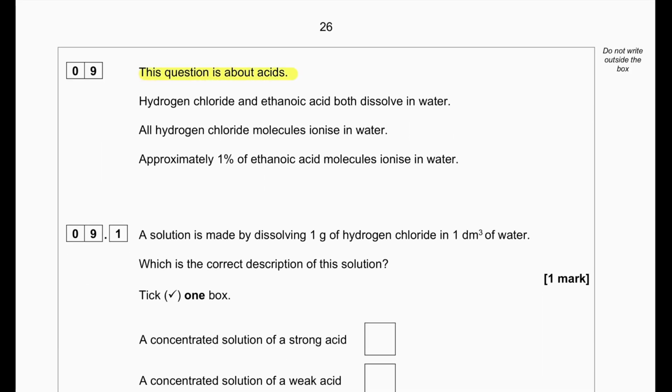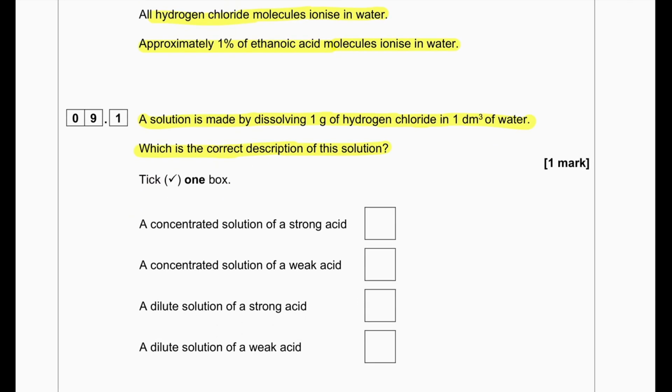This question is about acids. Hydrogen chloride and ethanoic acid both dissolve in water. All hydrogen chloride molecules ionize in water. Approximately 1% of ethanoic acid molecules ionize in water. A solution is made by dissolving 1 gram of hydrogen chloride in 1 dm cubed of water. Which is the correct description of this solution?